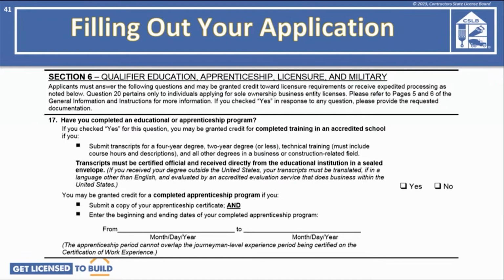CSLB may grant you up to 3 years of credit based on your education. This credit is not on a year-to-year basis, meaning if you have a 2-year college degree, you won't necessarily be granted 2 years of credit towards the experience requirement.